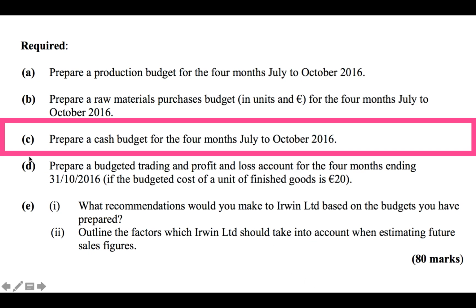Now part C, prepare a cash budget for the 4 months July to October 2016. So you can see now the first two parts, part A and part B, were similar to your production budgets, your full questions on production budgets. But now part C is like our cash budget questions. However, they're a little bit different because the full cash budget questions you would have to do 6 months, but here they are asking us to just do 4 months from July to October 2016.